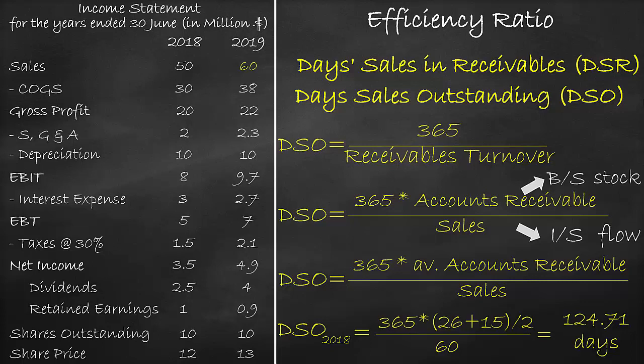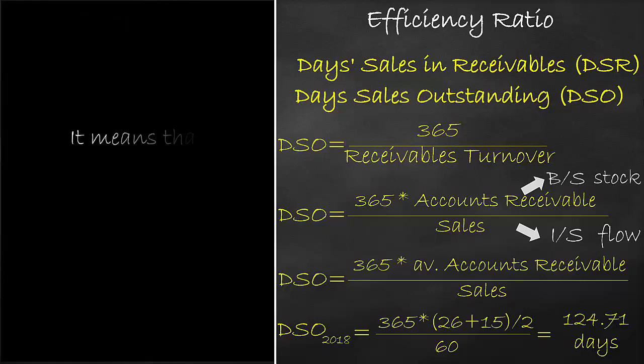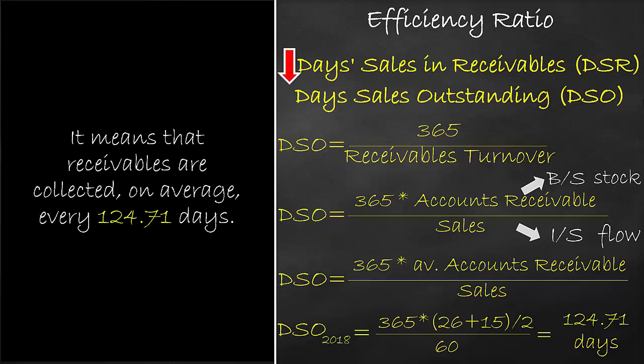The unit of the days sales outstanding ratio is days. It means that the accounts receivable is collected, on average, every 124.71 days. The shorter the days sales outstanding, the better.